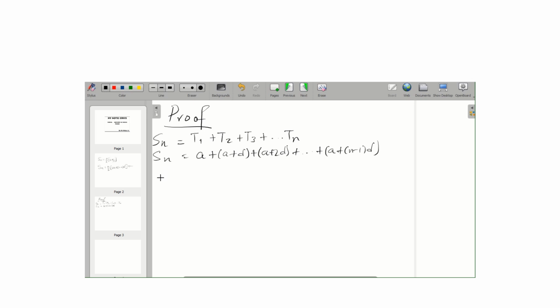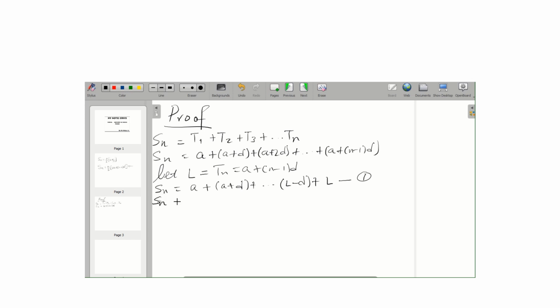Now there's actually a clever way that we can use. We say let L equal tn, which is a plus n minus 1 times d. So instead of tn or a plus n minus 1 times d, we write L. So Sn is equal to a plus a plus d plus, and so on up until we get to the second last term, which is the last term minus d, and then the last term, which is L. We call this equation 1.